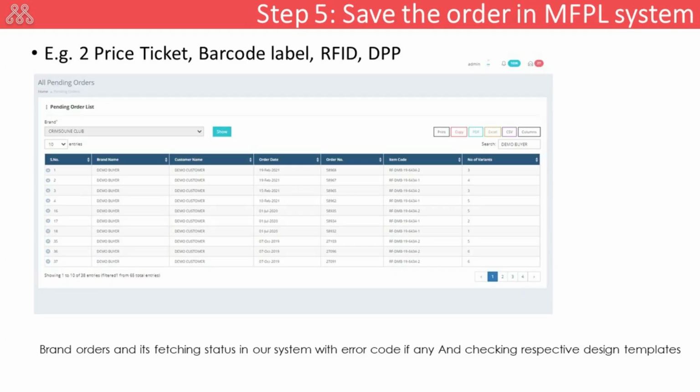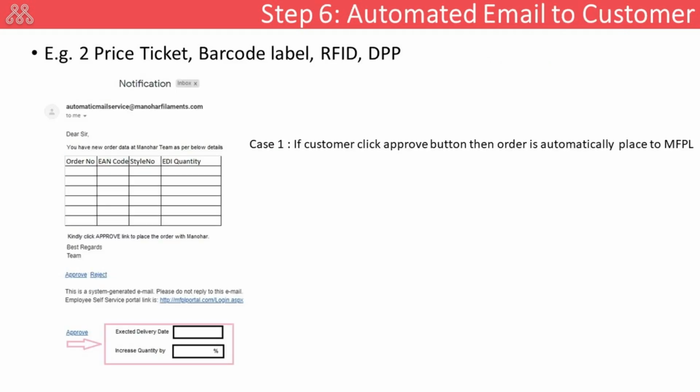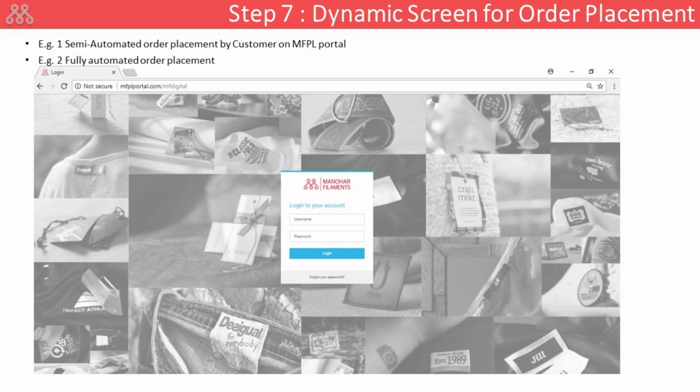We can view all the orders received at Manohar Filaments. The system then sends an email to the customer based on the transmitted data, prompting them to place the order, which can be done in just 2 clicks. Apart from this, the customer can also log into the Manohar system and view the dashboard.